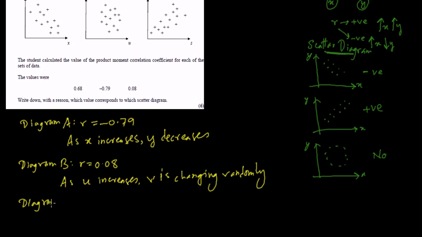The next one, diagram C, is this one. It is going up, so that means R equals 0.68. Be careful, this is S and this is T. So as S increases, T increases. That's why it is going to be a positive correlation. So this is a negative correlation, and this has no effect at all.